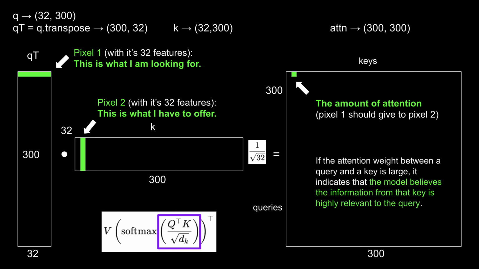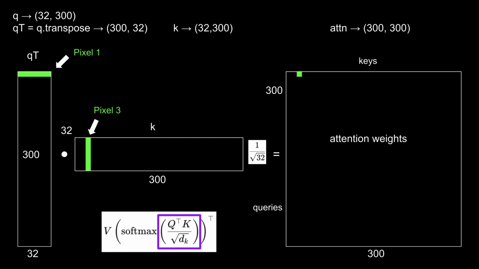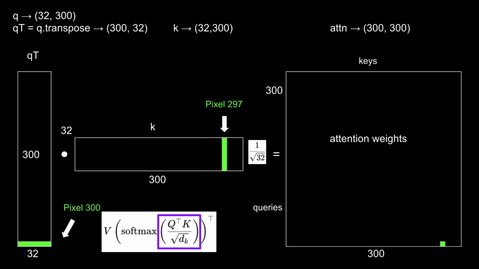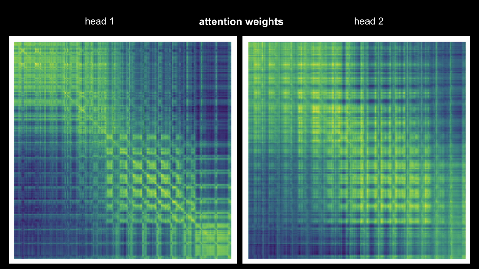A high attention weight indicates that the key's information is highly relevant to the query. This process is repeated for all other pixels, Pixel 3, Pixel 4, and so on. Essentially, every pixel compares itself to every other pixel in the grid. This means that each pixel, whether near or far, can attend to any other pixel in the 15 by 20 grid. This is one of the main powers of the attention mechanism. Every pixel gains global context by understanding the content of all other pixels.